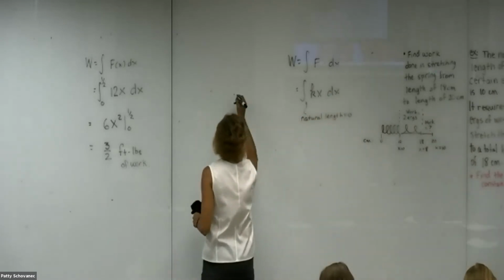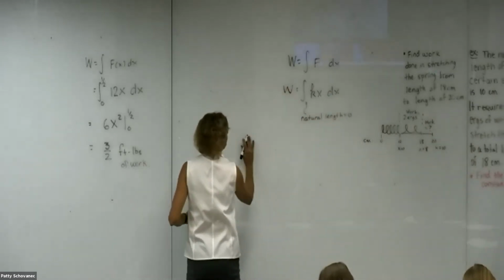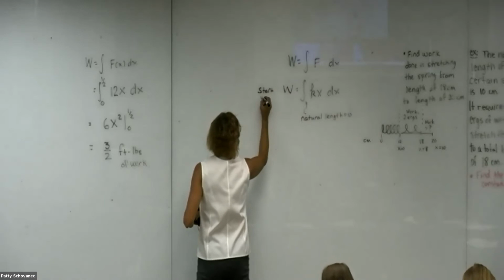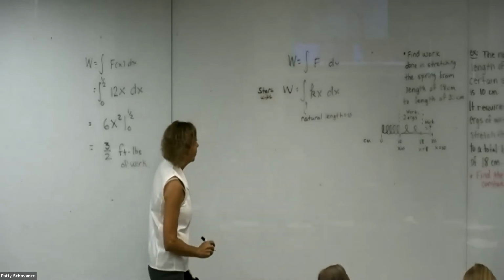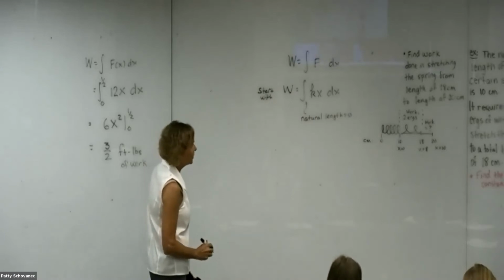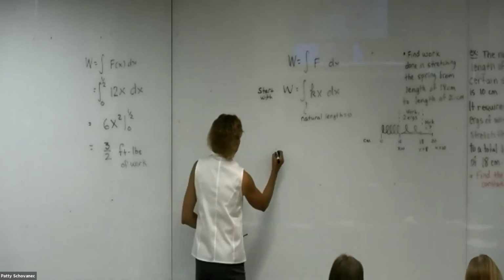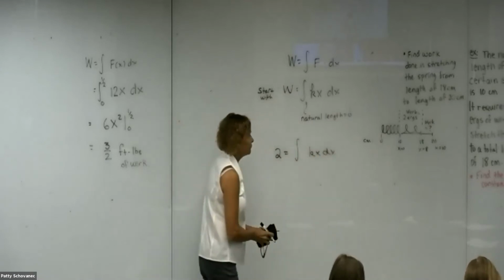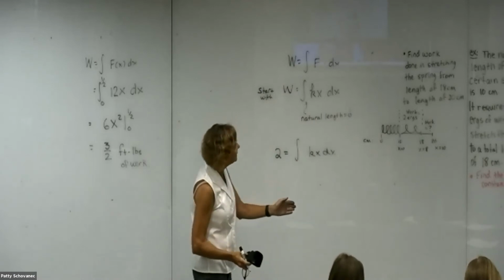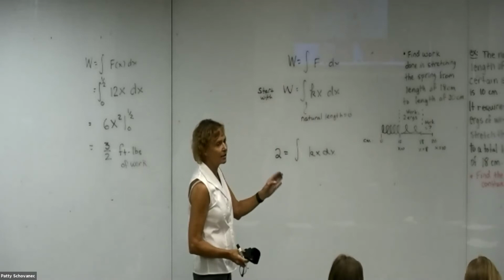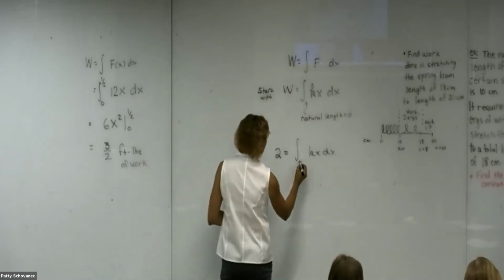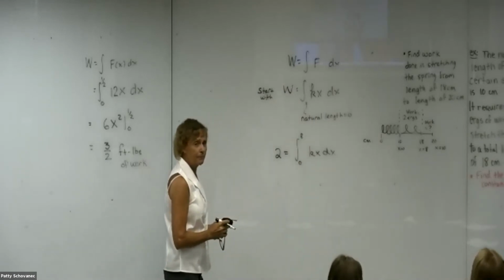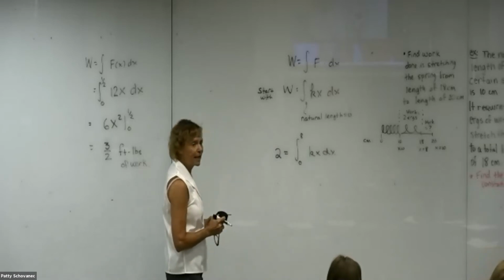So to get K, we start here. Work is equal to the integral of Kx dx. So in our problem, work was 2. K we don't know. But I went from its natural length to 18 centimeters, which was 8 units beyond its natural length. So I went from 0 centimeters beyond natural length to 8. We're going to solve that equation for K.